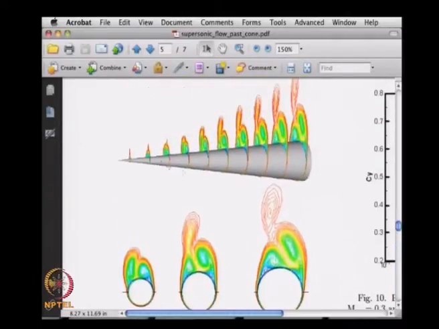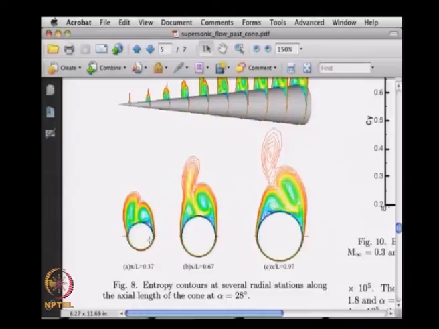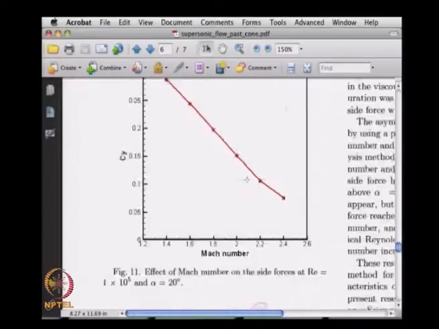I hope you understand. This is how we look at it, and these three pictures down here are what I see if I look at it from this side. You can see here that as we go further downstream on this cone, the asymmetry increases, and we have larger changes in entropy. This is what we see over here.